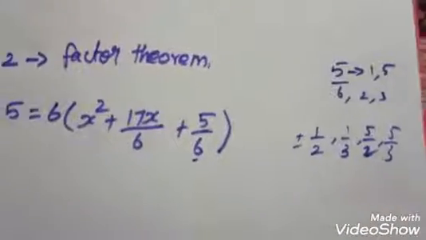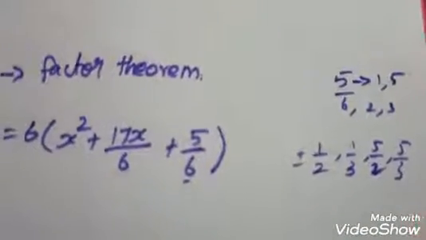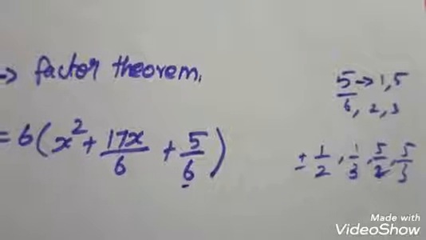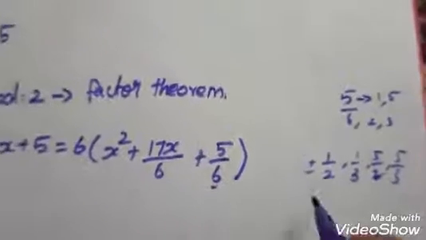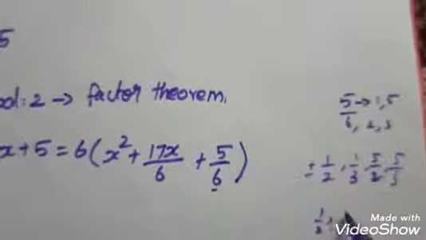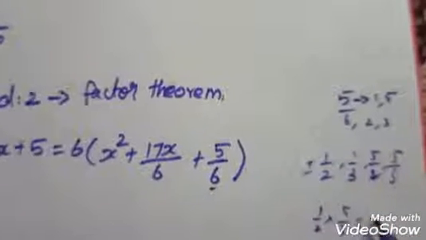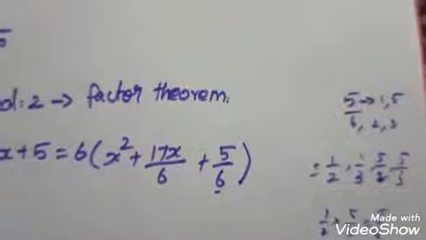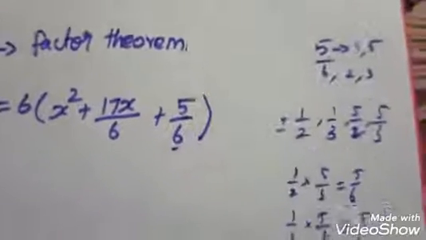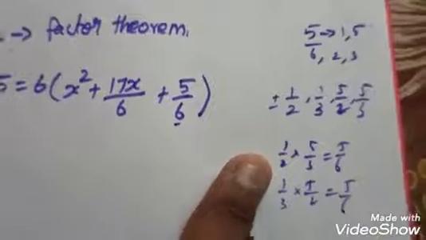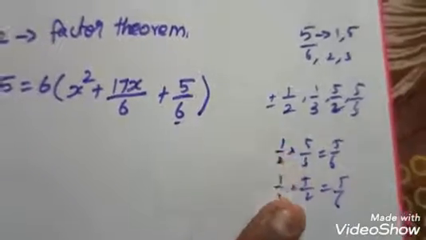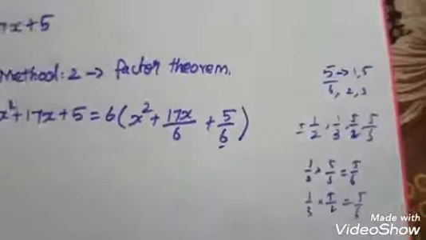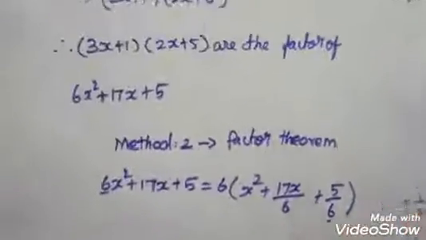It may be plus 1 by 2 or minus 1 by 2, plus 1 by 3 or minus 1 by 3, plus 5 by 2, minus 5 by 2 or plus 5 by 3, minus 5 by 3. How is it possible? Here 1 by 2 into 5 by 3 we get 5 by 6. The same way 1 by 3 into 5 by 2 we get 5 by 6. In this combination we get. So 1 by 2, 1 by 3, 5 by 3, 5 by 2 are the factors of 5 by 6. So here I will check one by one.